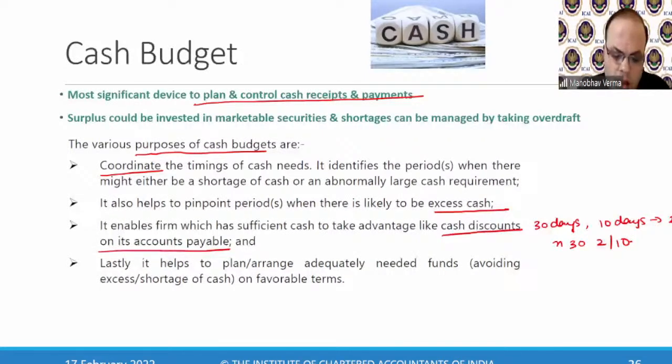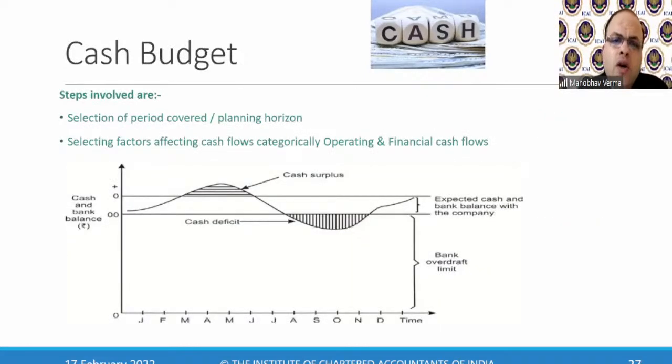Okay. So let's talk about this. When we're talking about what are the steps involved in terms of the cash budget, of course, first of all, we need to know for what period are we talking about? For a quarter, for 6 months, for an entire year? And also we need to understand, okay, what are the factors affecting these periods, guys?